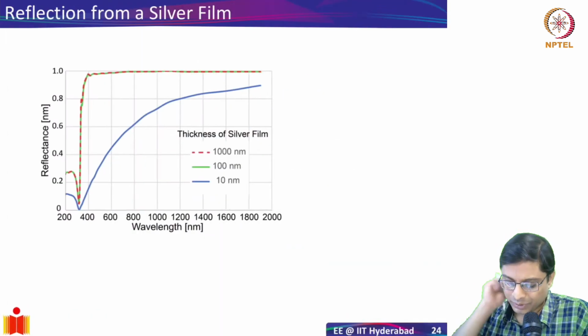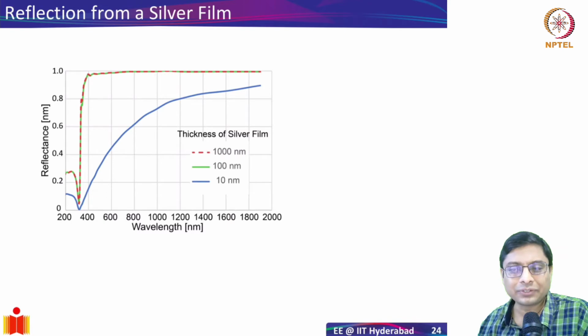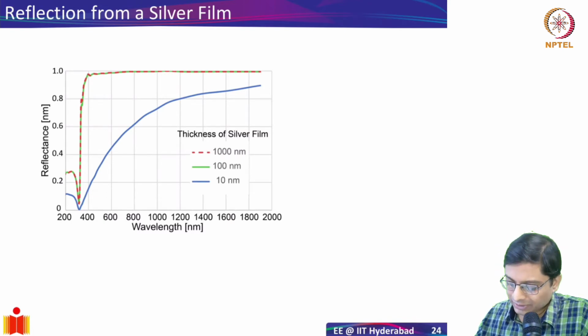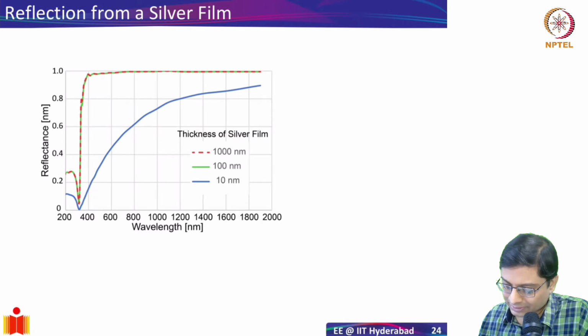And that is what I'm showing you here. This is the calculated reflection from metal films of different thicknesses. What you see is that with a thickness of, let's say, 1 micron or 100 nanometers, I get a significant amount of energy which is getting reflected. But if I go to a thin metal, I don't see that. But why is it getting reflected?